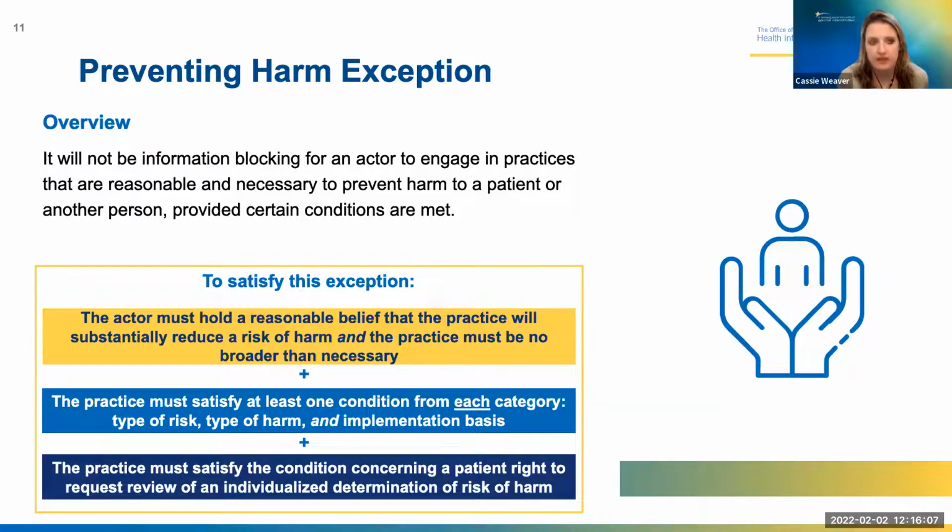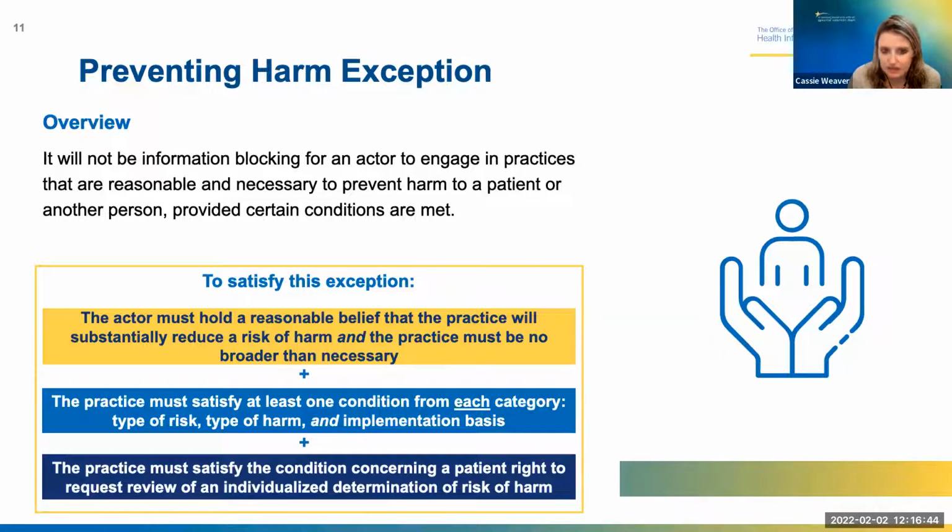The preventing harm exception allows an actor to interfere with the access, exchange, or use of electronic health information based on a reasonable belief that the practice will substantially reduce a risk of harm to a patient or another natural person that would otherwise arise from the access, exchange, or use of that EHI affected by the practice, provided all the other conditions of the exception are met. Please note, the risk does not have to be imminent. And as a reminder, like all of the exceptions, this exception is voluntary.